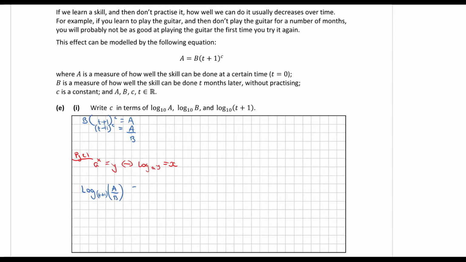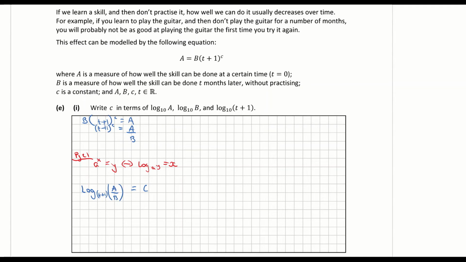And that's equal to my x, which is going to be my c, which is my power, in other words. So now I've got c is equal to log of a over b to the base t plus 1. And I'm doing that because the hint is in the question, because it wants us to write each of these in log form. Next thing I want to do now is look at the question. It wanted to base 10.